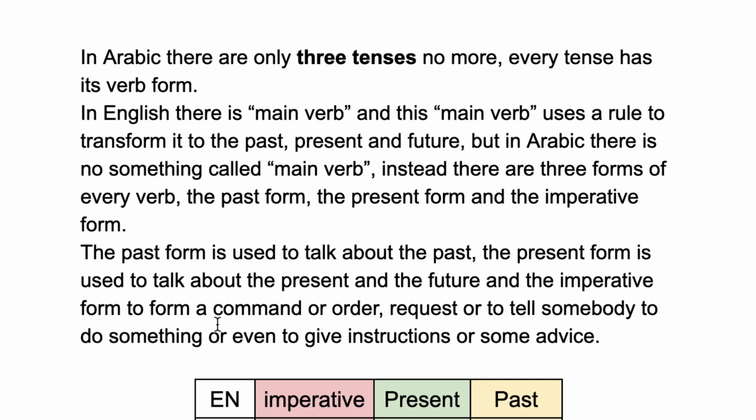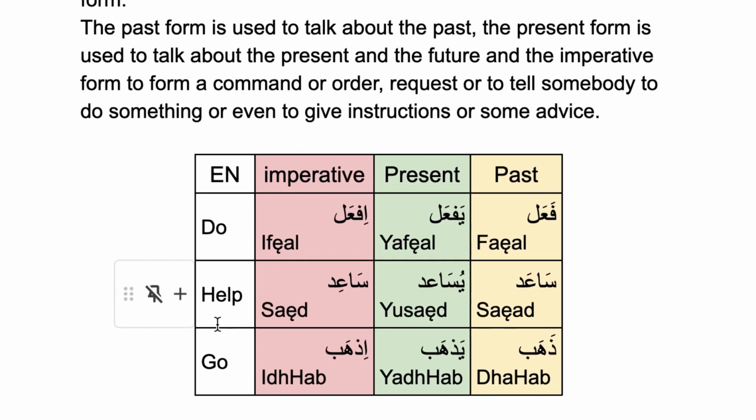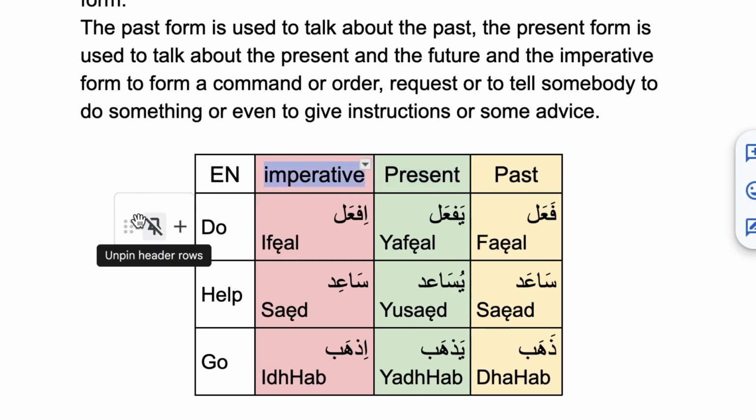Arabic is unlike English. In Arabic, there are 3 forms of every verb, and there are only 3 tenses, no more. Now, let's look at the forms of the verb, and then we go over the tenses. The first form of the verb is called past, which is used in the past tense. The second form of the verb is called present, and it's used in the present tense.